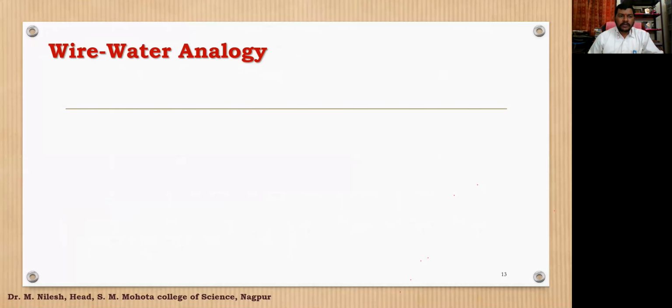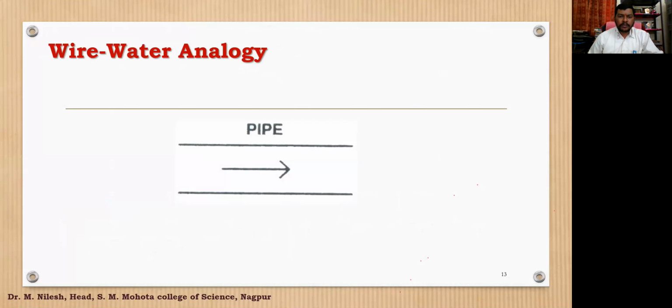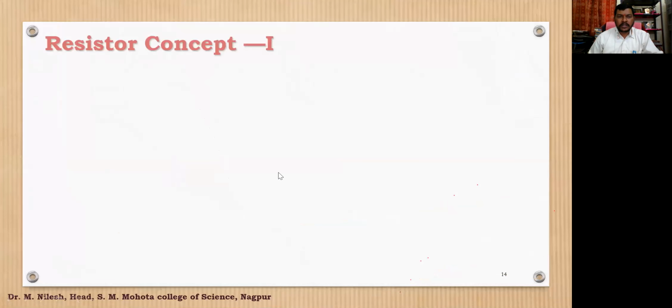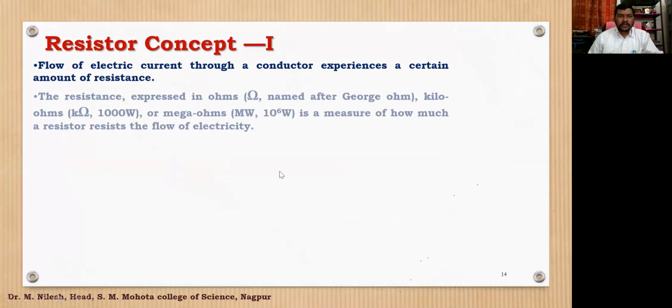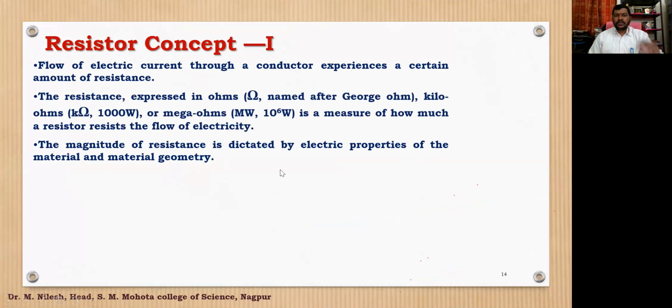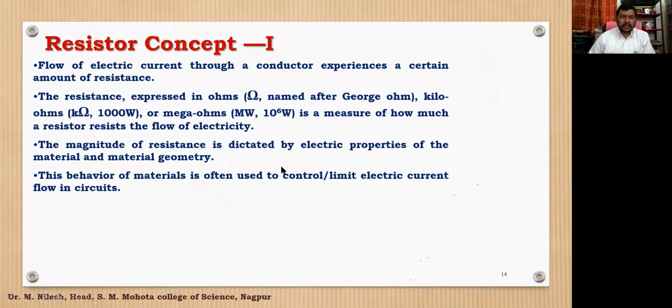Then the wire water analogy circuit. It's similar to a pipe. In the pipe the water flows, and in the wire the current flows. So it is the wire water analogy circuit, and this is what we have already studied. Resistor concept. So resistance. What do you understand by a resistance? Today we are going to explore this.